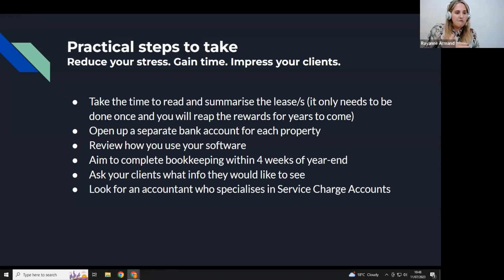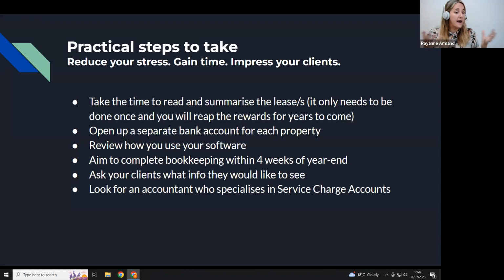If it's done in real time, and you make sure that all the bookkeeping and everything is wrapped up within 4 weeks of the year end, all that knowledge is fresh. Everything's high up in people's inboxes. You then hand it over to the accountant to prepare the service charge accounts. It just makes things literally take, in some cases, half the amount of time.